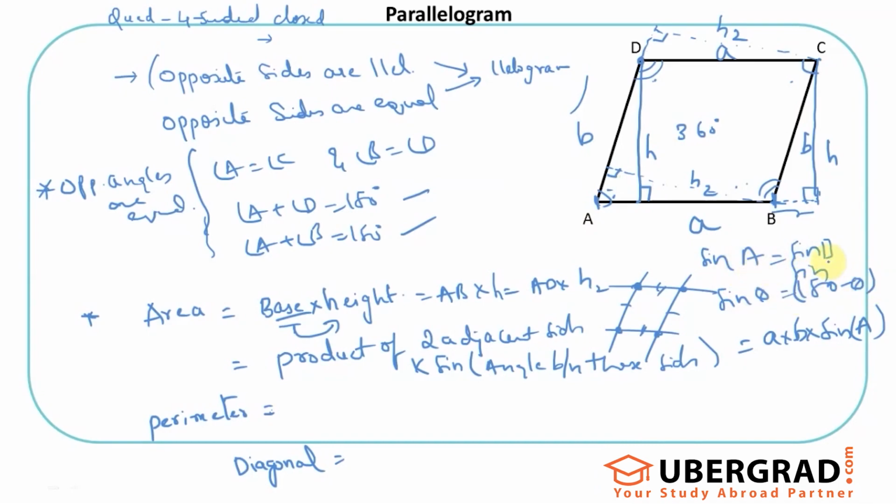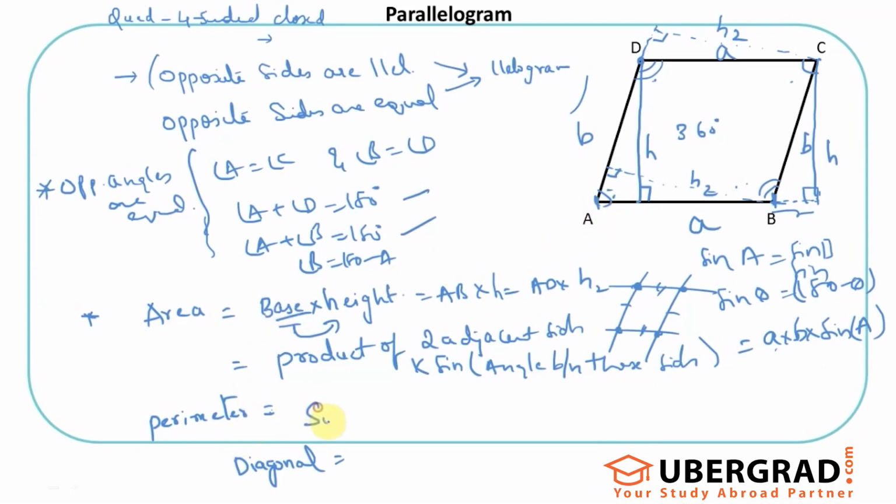So if B is the adjacent angle to A, it will be 180 minus A, because A plus B is 180, so B is 180 minus A, right? So sine of B is sine of 180 minus A, which is sine of A. So that's going to be the same. It doesn't matter, it's the product of two sides and the angle between them. So even if I take any one of the four angles, I still get the same answer. That's the area of a parallelogram.